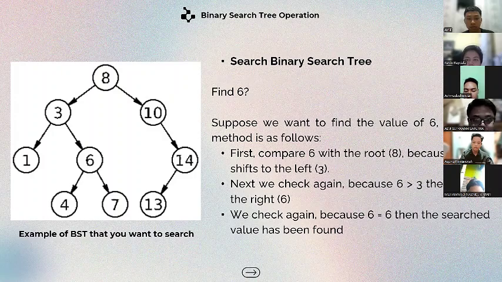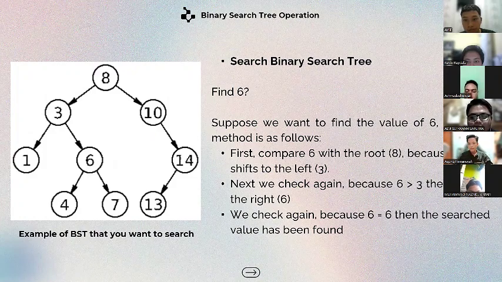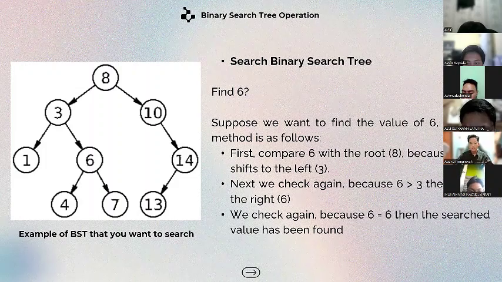Next, search. Suppose we want to find the value of 6, then the method is as follows. First, compare 6 with the root 8. Because 6 is smaller than 8, it shifts to the left, to 3. Next, we check again. Because 6 is bigger than 3, then shift to the right. We check again. Because 6 is the same as 6, then the searched value has been found.